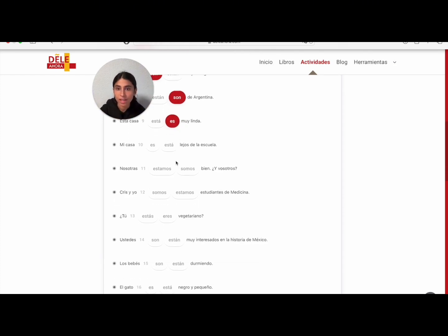Now we'll see. Mi casa está lejos de la escuela. My house is far from the school. The fact that it's far from something is a state. And it's location as well. When we speak about location, it's always a state of something. It's not the essence. It's not what defines my house. The fact that it's far from the school is just a circumstance. So está.